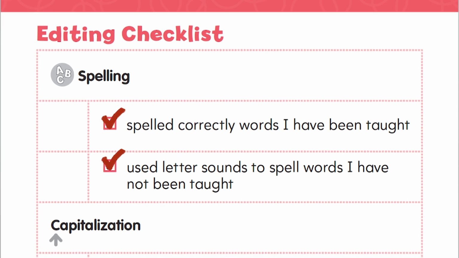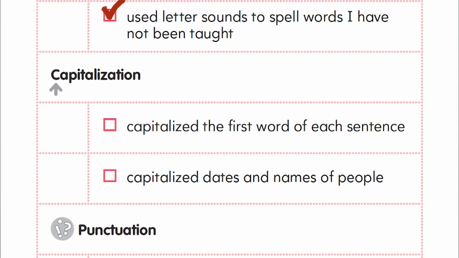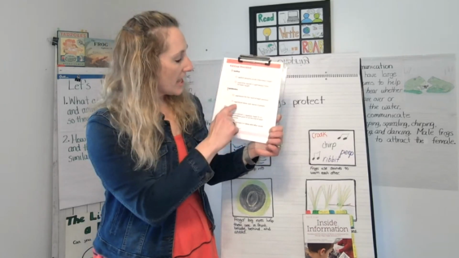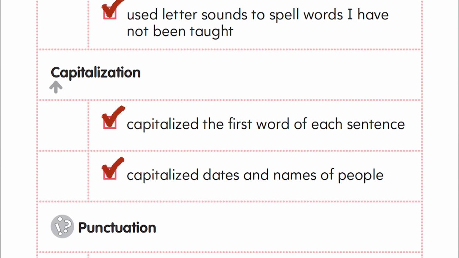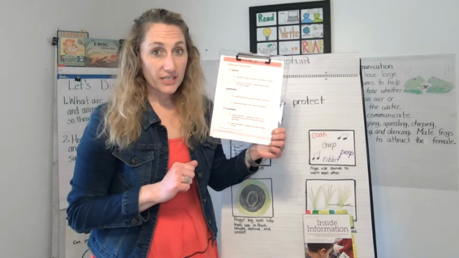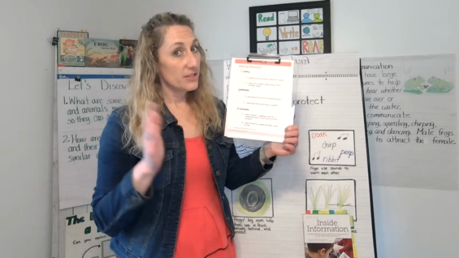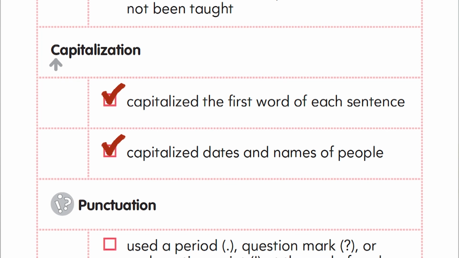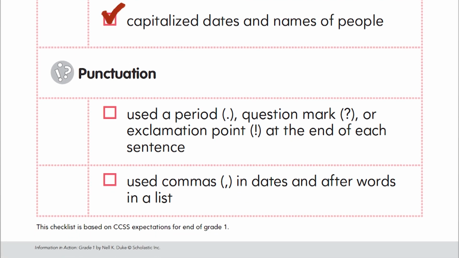Besides spelling, capitalization, we've talked about that. We're going to make sure we capitalize the first word of each sentence. We know that, right? The second thing, we capitalize dates and names of people. So those are things that you're looking to do as a student in first grade. This last section is about punctuation. Here's what you'll be checking.